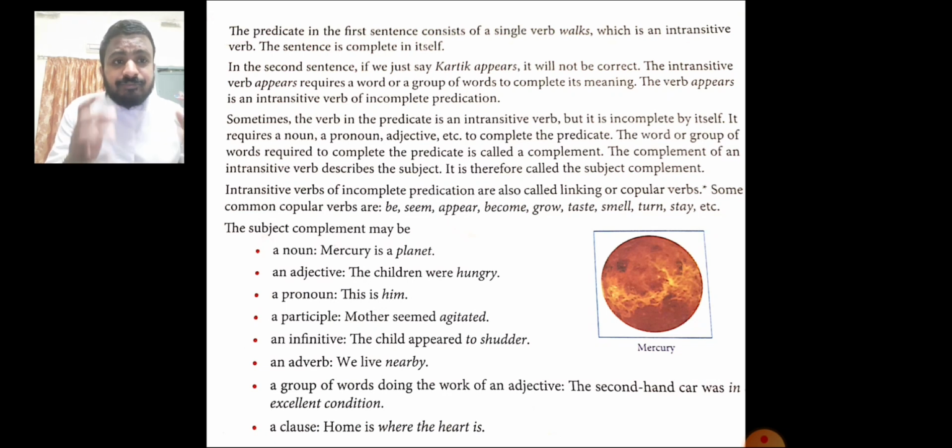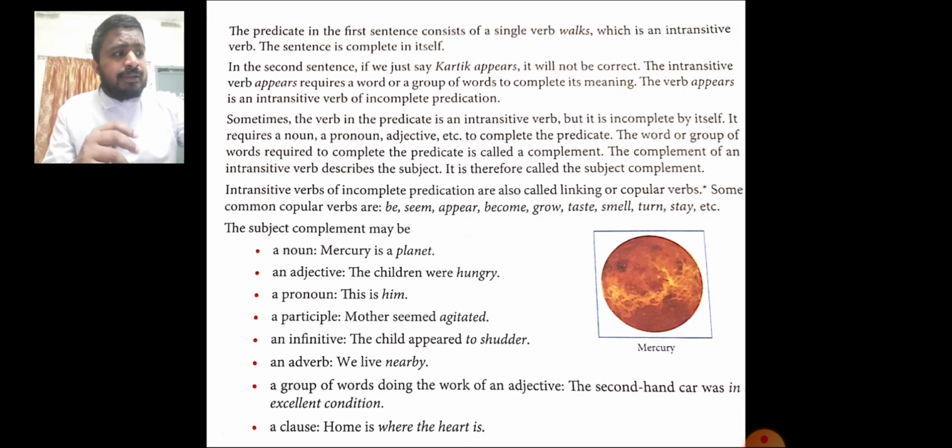Then an adverb can be added. Sometimes a group of words doing the work of an adjective can be added. For example, the second hand car was in excellent condition. There, in excellent condition has been used as the group of words doing the work of an adjective as the subject complement, and it can be a clause also.